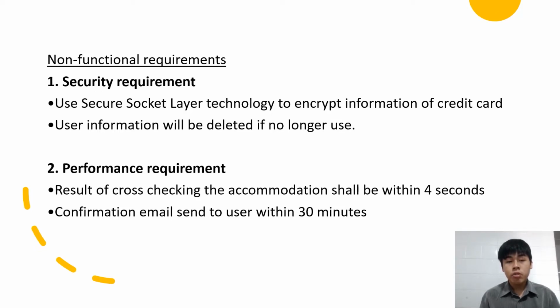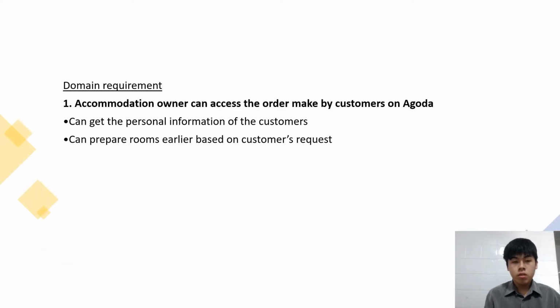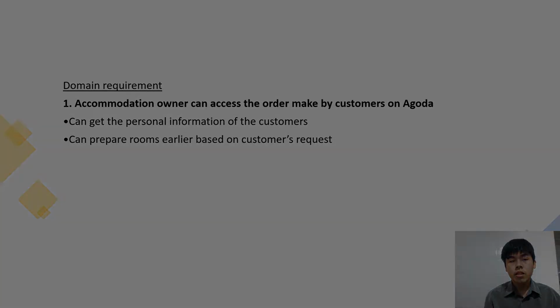The second non-functional requirement is the performance requirement. The result of cross-checking the accommodation should be within 4 seconds, and a confirmation email will be sent to the user within 30 minutes to ensure that the booking is made by the real user. The domain requirement is that the accommodation owner can access the orders made by customers on the Agoda website. The accommodation owner can get the personal information of the customer, like the nights they stay and their special requests, so that the owner can prepare rooms earlier based on customer requests.